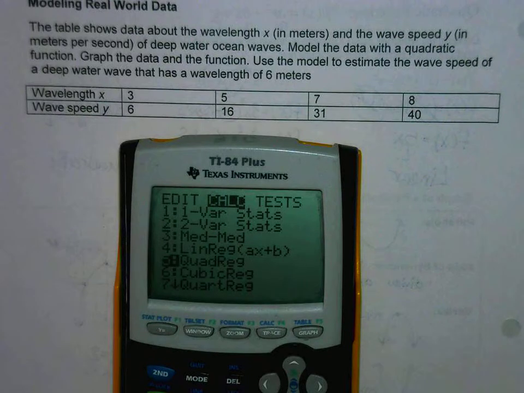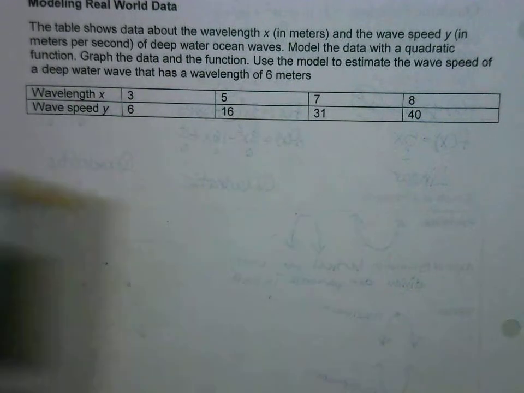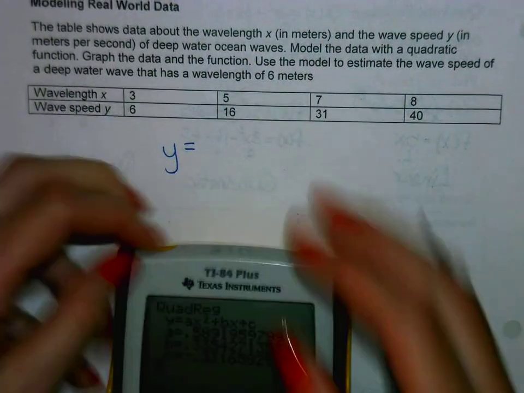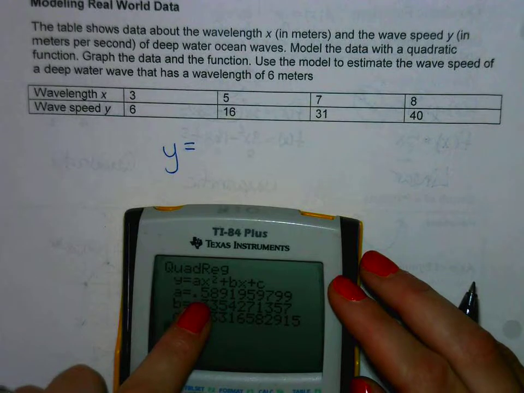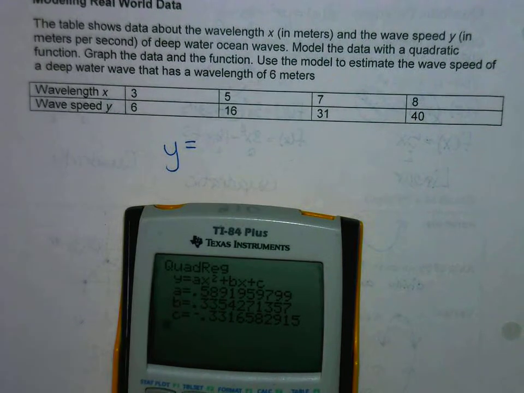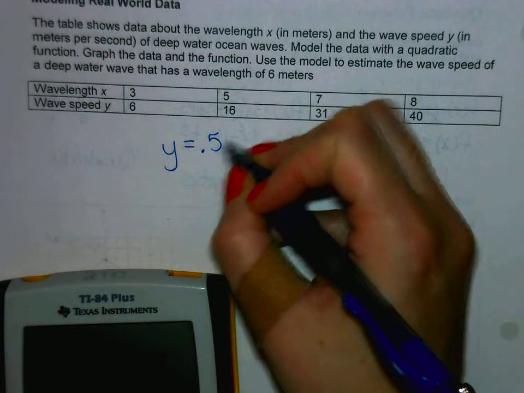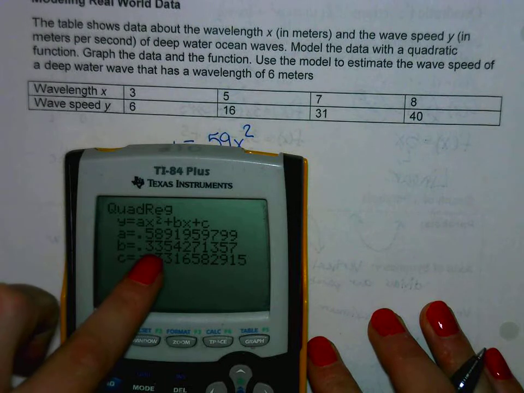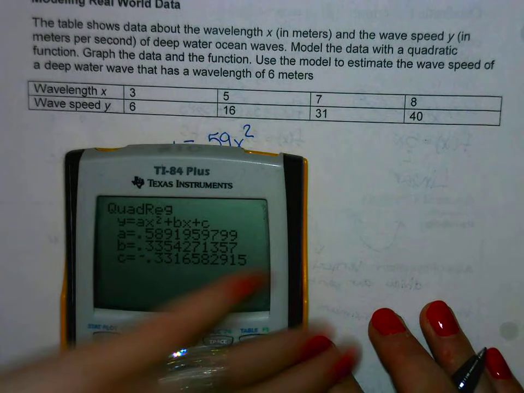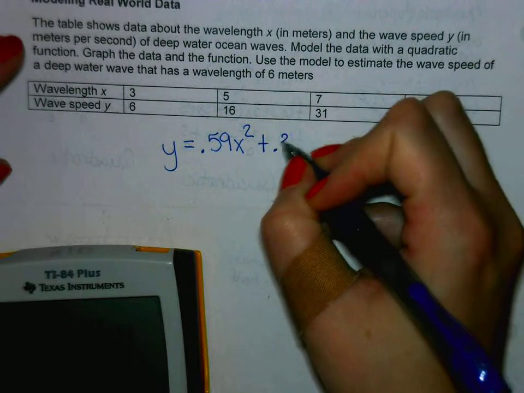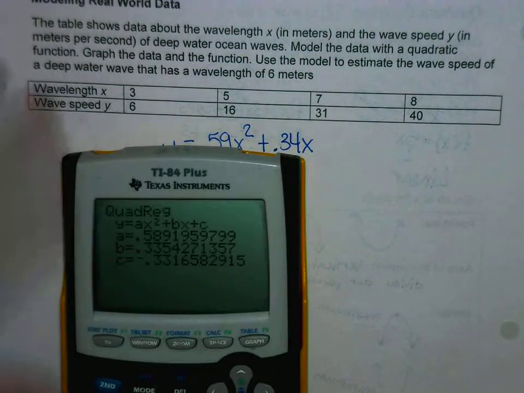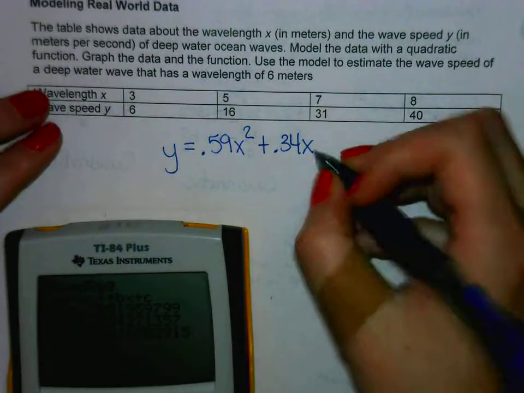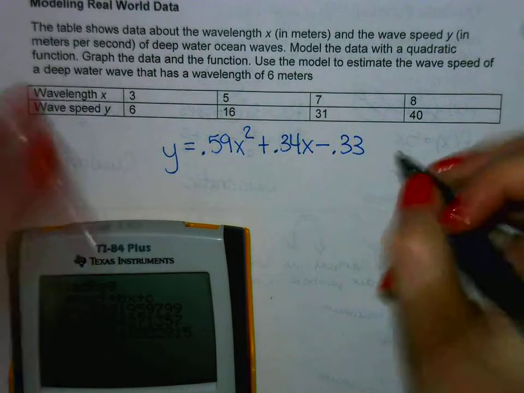So when we write a quadratic function, we have y equals our a, which is 0.589, so we round to 0.59, so 59 hundredths x squared. Our b is 0.335, so we'll round it to 0.34, plus 34 hundredths x. And our c is negative 0.331, so we'll round it to negative 0.33, so minus 33 hundredths. So there's our quadratic model.